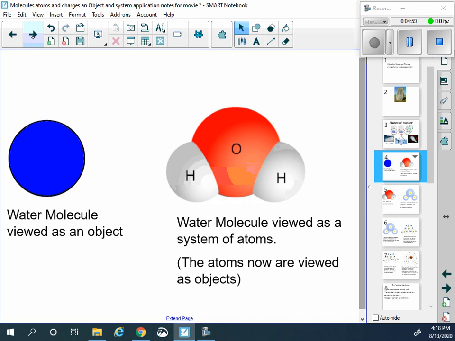And so I have two hydrogens and an oxygen. But now I'm not looking at the atoms as a system. This is just a system of three atoms. What makes up the atoms? Who knows? No one cares.